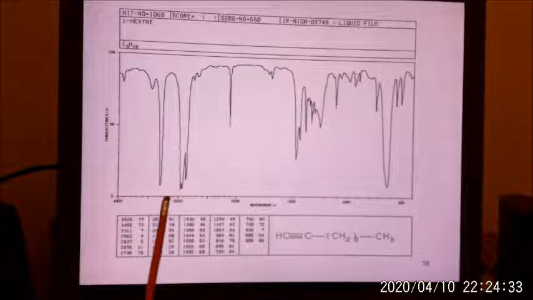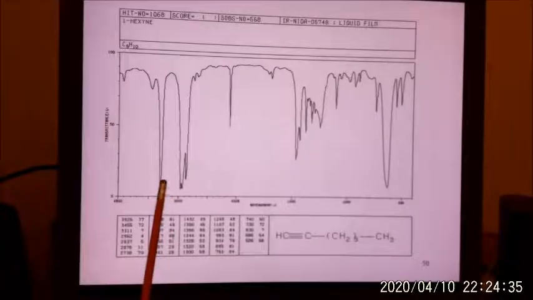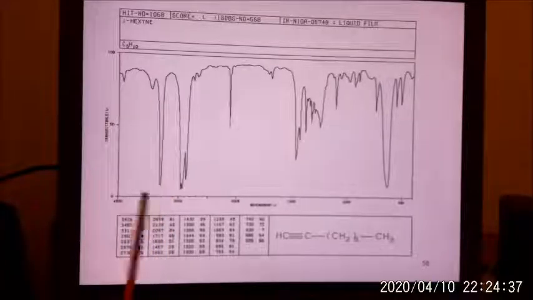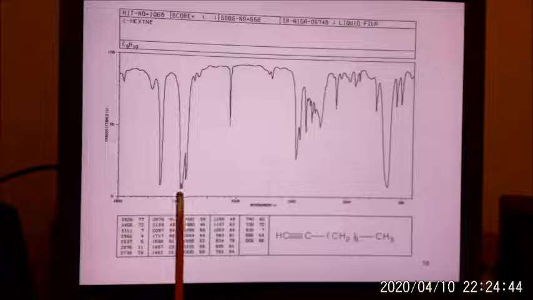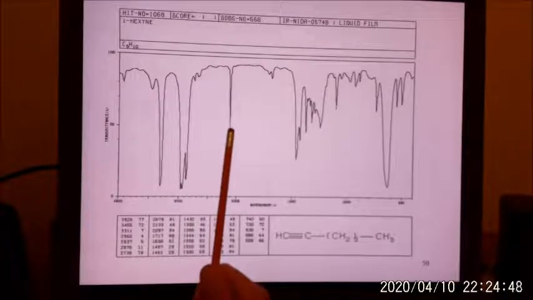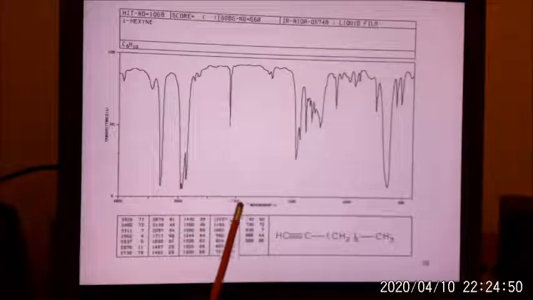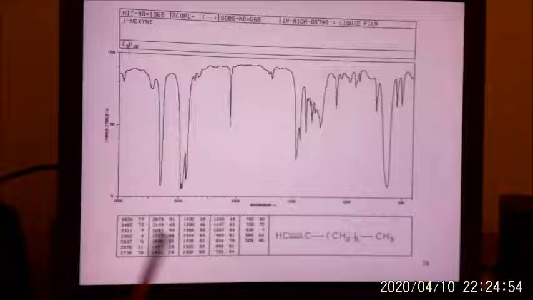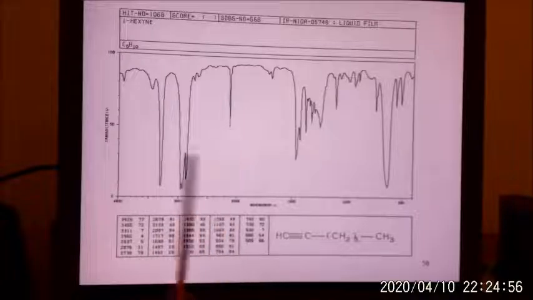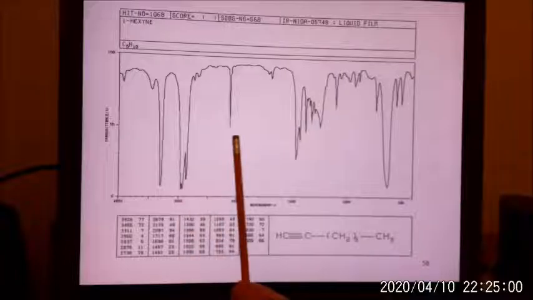Look at this. 1, 2, 3. That's a little over 3,300. Not broad. Nice and sharp. That's got to be a terminal alkyne sp CH stretch. Everything else is sp3 carbon CH stretch. And look at this. Isn't that pretty? That's at about 2,100. It's below 2,200, right? So this is going to be my carbon triple bond carbon stretch. So far so good.